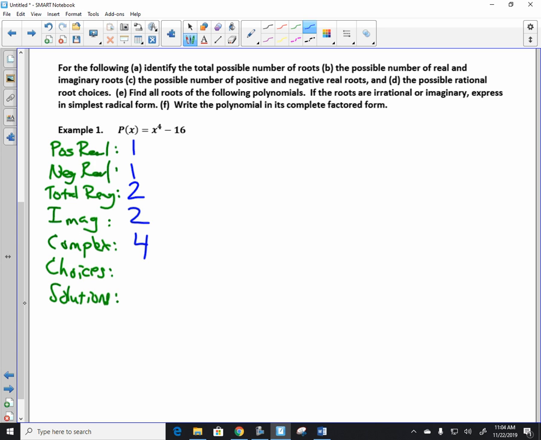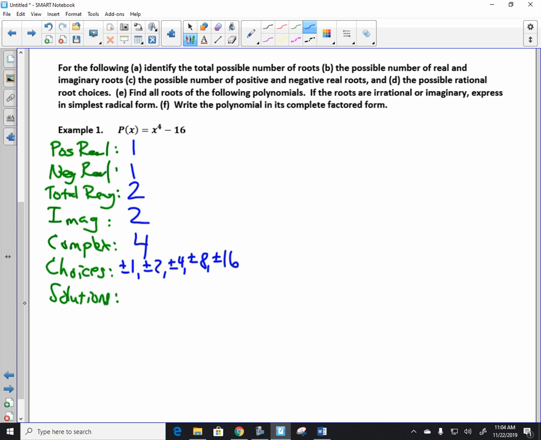Suppose I were to use the rational roots theorem, my choices would be plus or minus 1, plus or minus 2, plus or minus 4, plus or minus 8, plus or minus 16. If you want to go ahead and use the rational roots theorem, go right ahead. I would rather factor if I can.